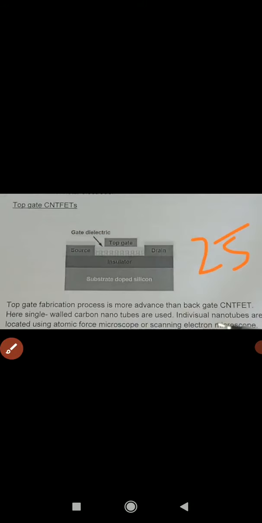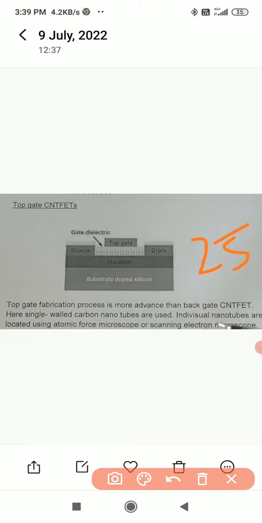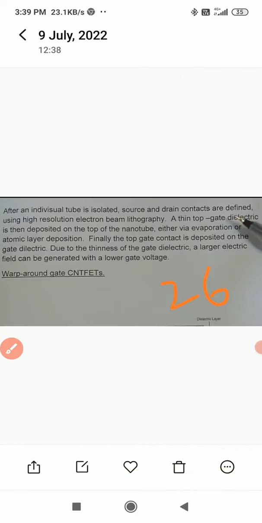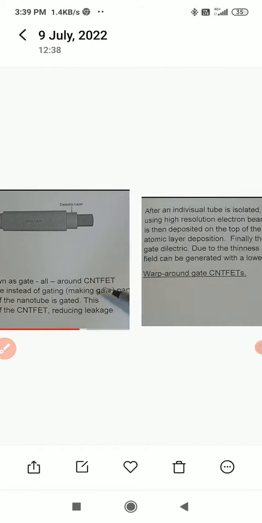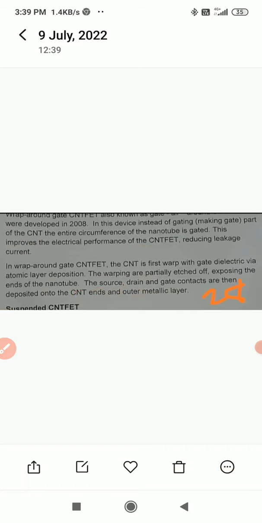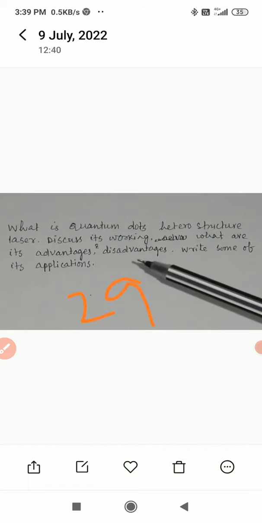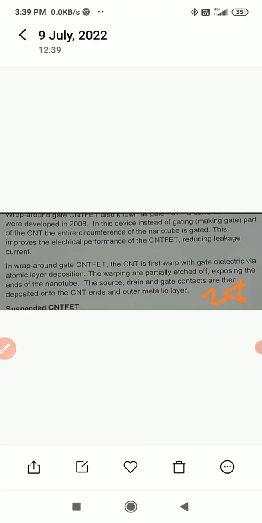Don't leave these answers. This is the top gate carbon nanotube. In the previous case we used a back gate, here a top gate, and in between we placed a carbon nanotube. Like that we construct top gate CNTs. Similarly we have wrap around gates. This is a wrap around gate. Like that there are different types of carbon nanotube transistors. So this is the third application.